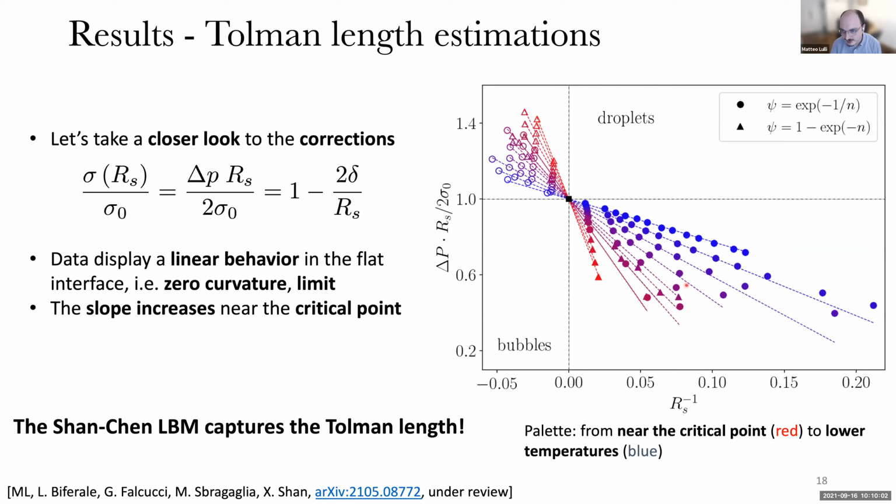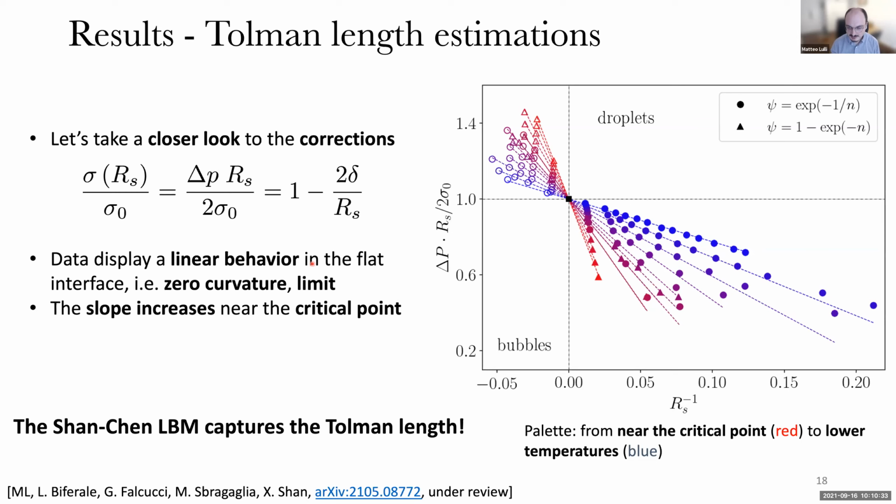And indeed, we get a very nice linear dependence in the curvature according to the temperature. And what we see is that the closer to the critical point, the steeper the slope. And the data allow us to fit linearly near the zero curvature limit very nicely. So as a matter of fact, that's the news. The Shan-Chen lattice-Boltzmann model captures the Tolman length.